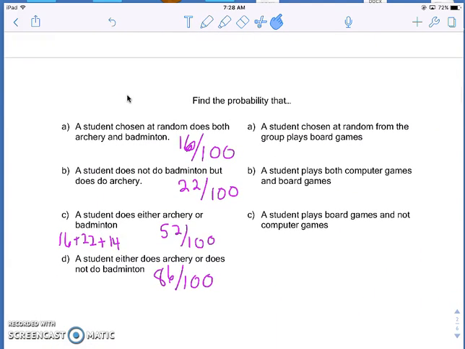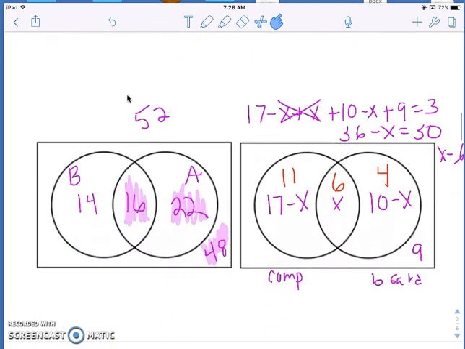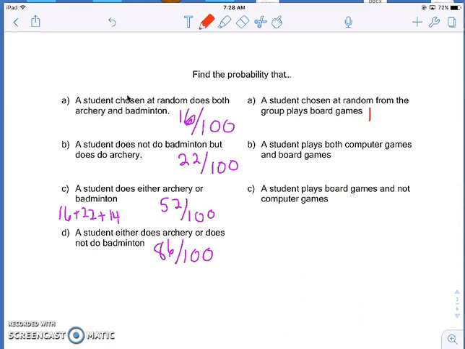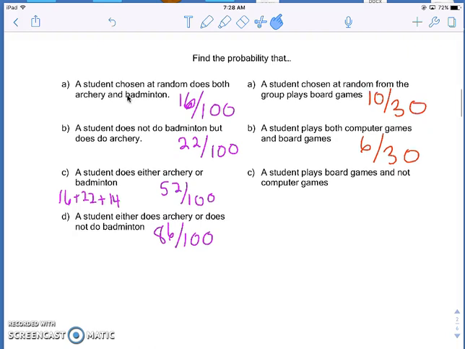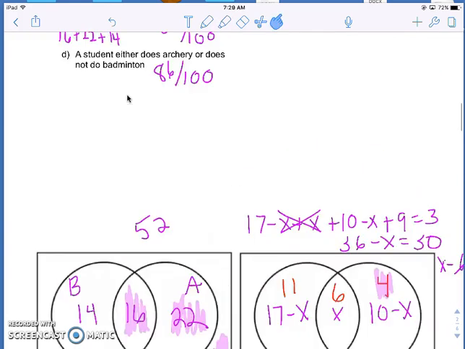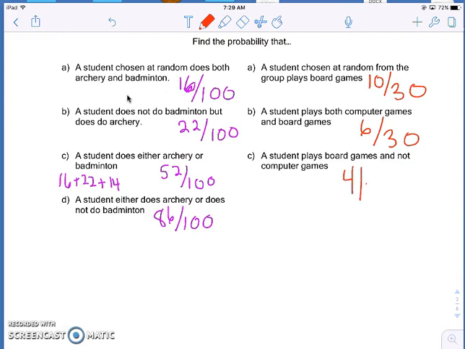So now we can take a look at these probability questions. A student chosen at random from the group plays board games. Well, how many play board games? That's 4 and 6. So that would be 10 out of the 30 play board games. A student plays both board games and computer games. Well, we saw that middle number that we found was 6 out of 30. And then this last one, a student plays board games and not computer games. Well, how many played just board games but not computer games? That would be those 4 right there. So we would have 4 out of 30.